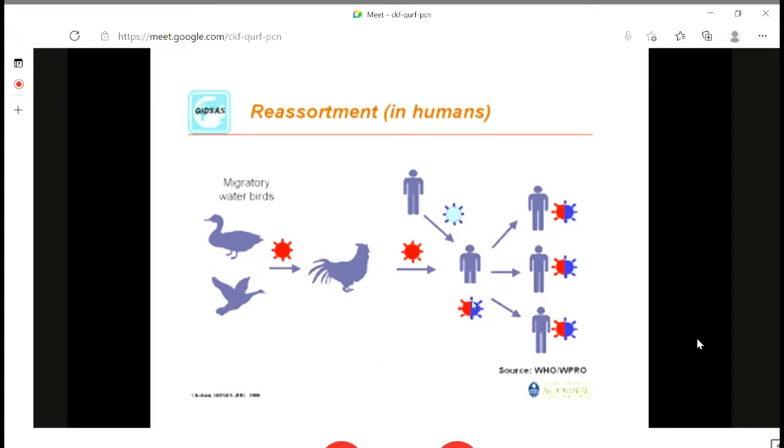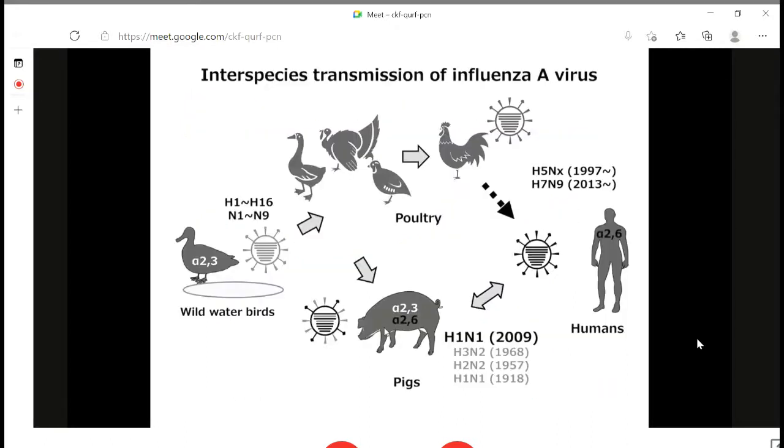So when that happens, the normal immunity against the flu viruses that humans have may not be able to restrict this particular virus from replicating. This phenomenon is called antigenic shifting. The antigenic structure may get shifted because of reassortment.